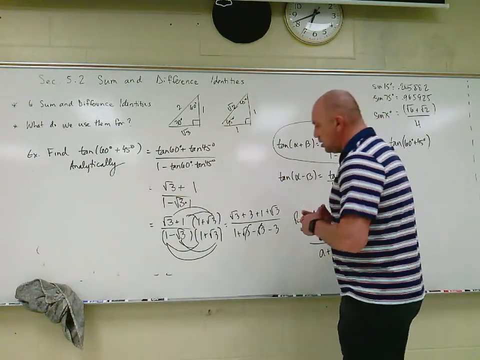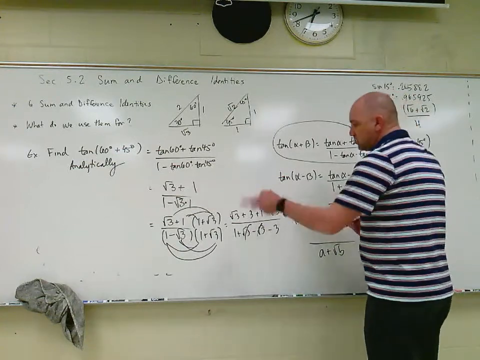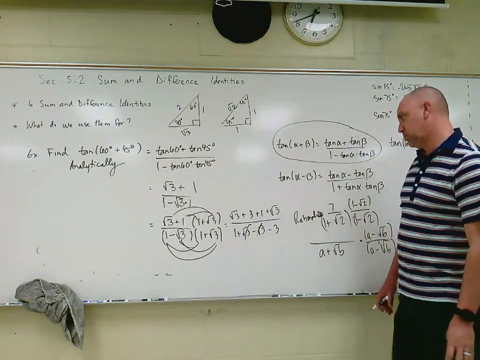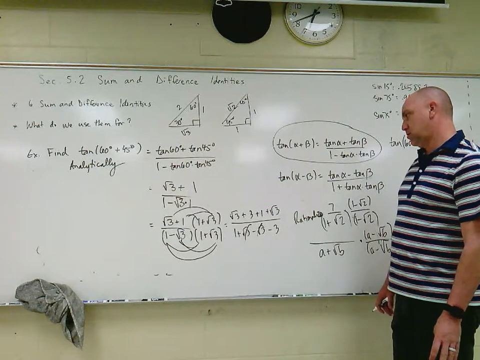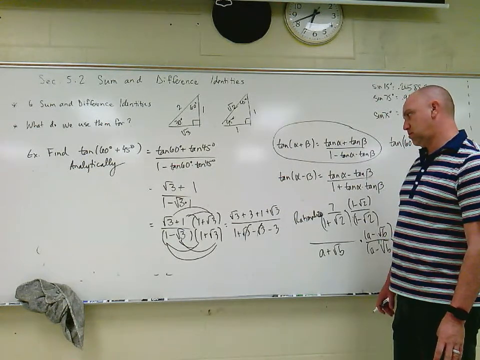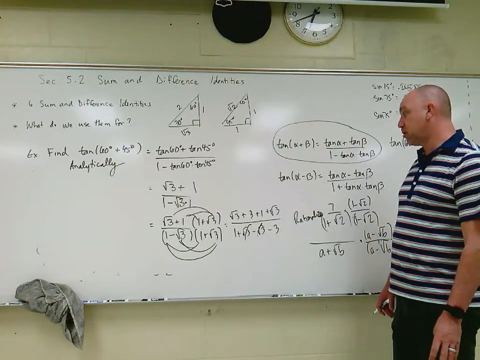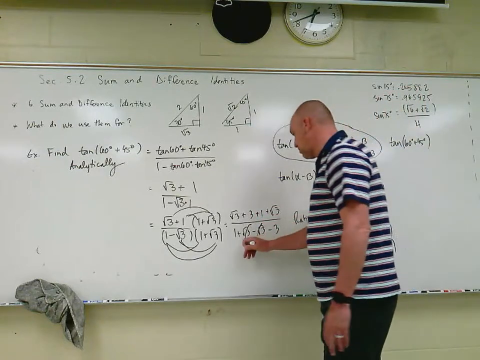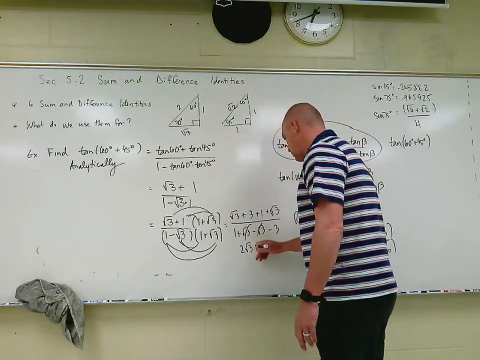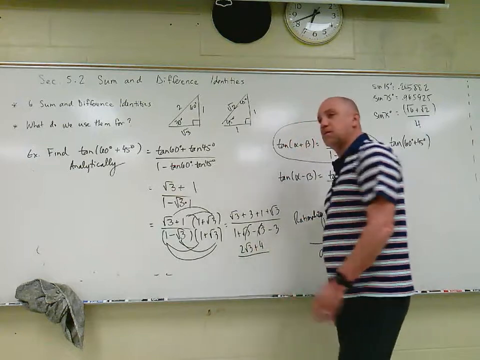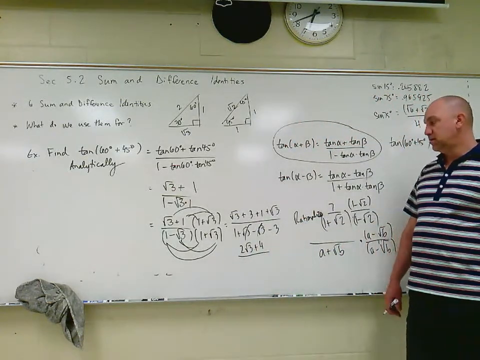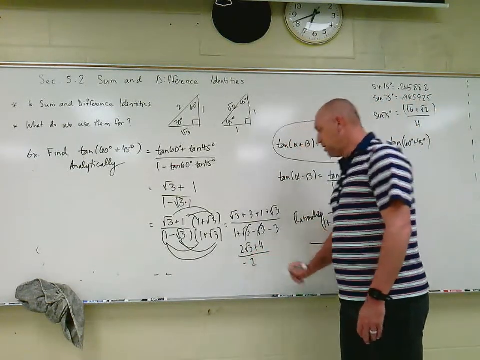And so now, let's just combine everything. What does the top become? Very good. Yes, 2 square root of 3 plus 4. All right, what does the bottom become? Negative 2. Now, here's the thing.